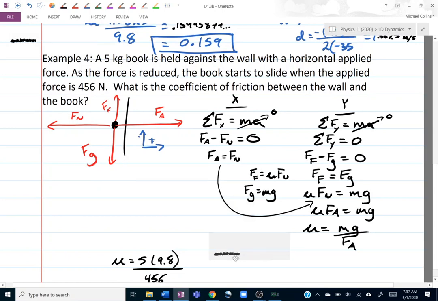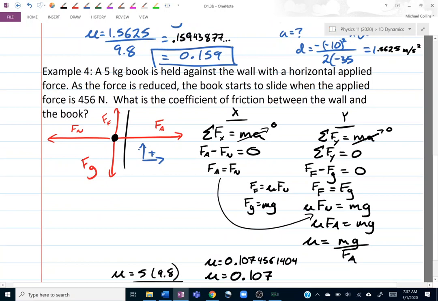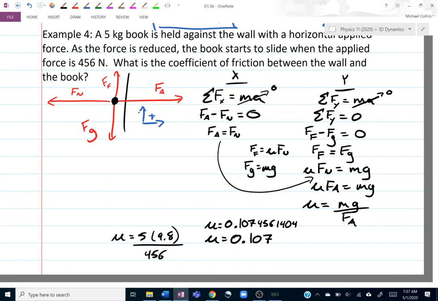And I can take that guy down. And mu is equal to 0.107 to 3 sig figs. Mu is equal to 0.107. Again, mu is unitless, so we don't have to worry about units. And that is our final answer.